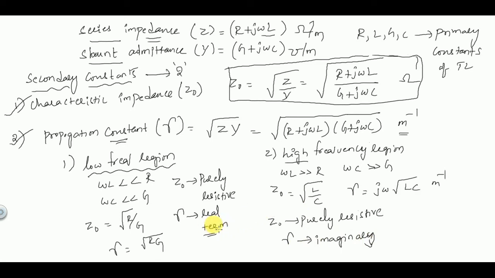So when a transmission line operates under high frequency region, there will be losses. So losses occur in a transmission line when it is operating in high frequency region. Okay. So the next concept is propagation constant.